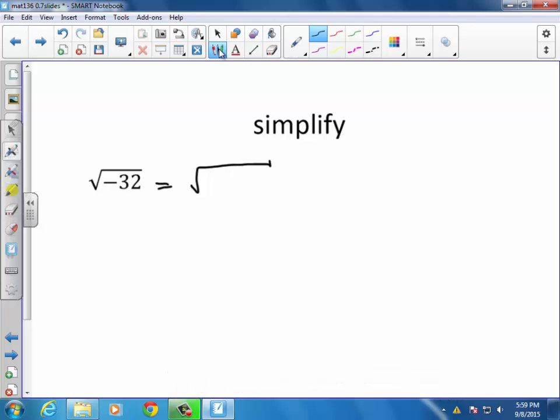Again, if you want to, go ahead and use a factor tree or something like that. But hopefully you guys would, even if you used guess and check, 4 times 8 would work, but the 8's going to break down again. 16 times 2 is the best one. 16 times 2 times, but we're still left with the -1 under the radical.